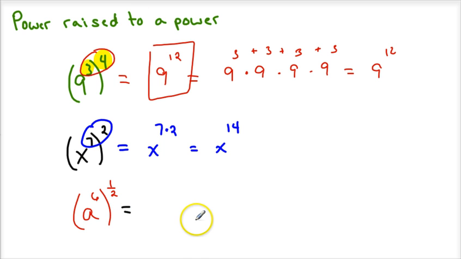How about a to the 6th raised to the 1/2 power? A to the third. Excellent. So this is a to the 6th times 1/2, which is equal to a to the 3rd power. Very good.